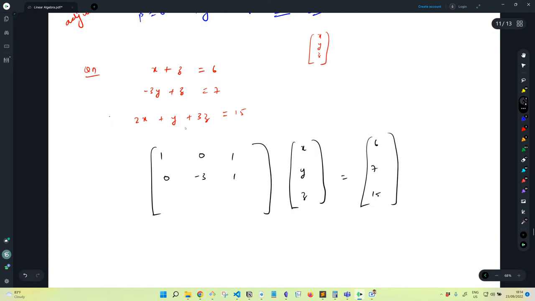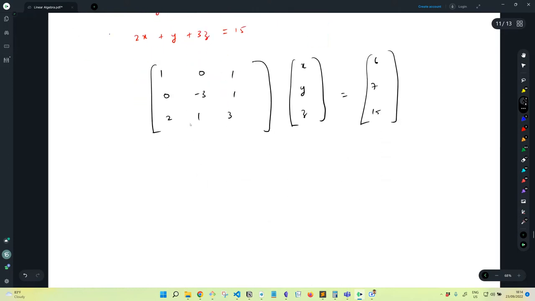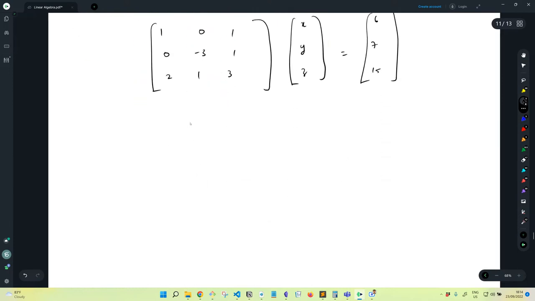1 0 1, 0 minus 3 1, 2 1 3. Very good, correct. This is Ax equal to b. Now we'll follow the protocol.